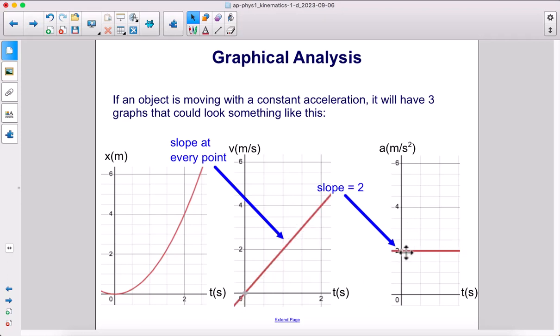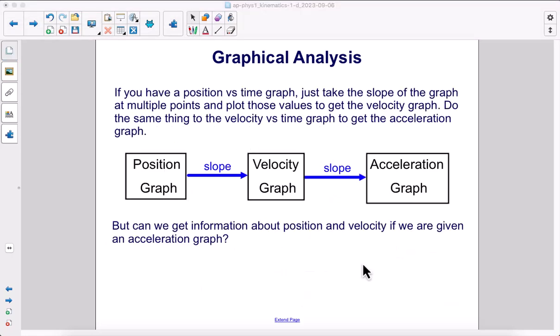That is your acceleration. If you have a position versus time graph, just take the slope of the graph at multiple points and plot those values to get the velocity graph. Do the same thing to the velocity versus time graph to get the acceleration graph. So from position to velocity, you take the slope. From velocity to acceleration, you take the slope.